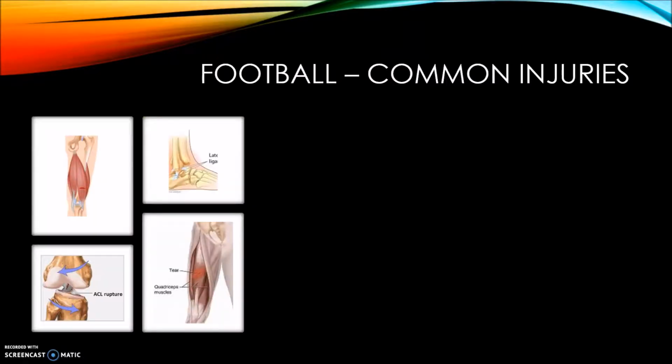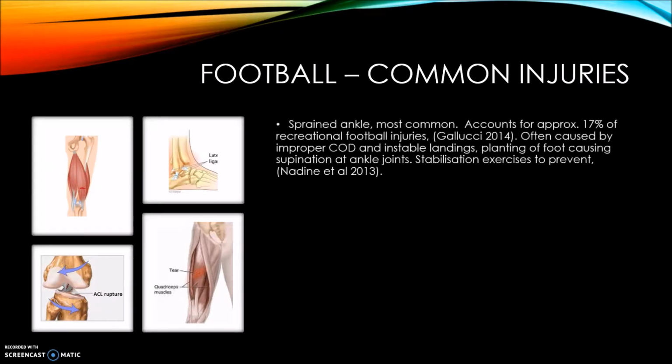Another important factor to consider when designing a strength and conditioning program is that of injury prevention. According to Gallucci 2014, a sprained ankle is the most common injury. It's accounting for 17% of recreational football injuries, usually down to improper change of direction, unstable landings when an athlete's jumped up and landed down when they plant the foot, causing supination at the ankle joints.